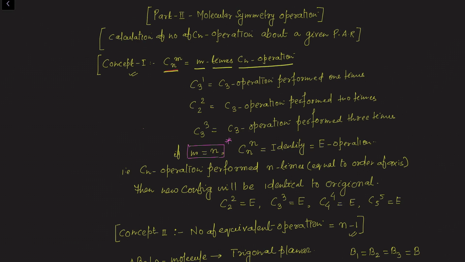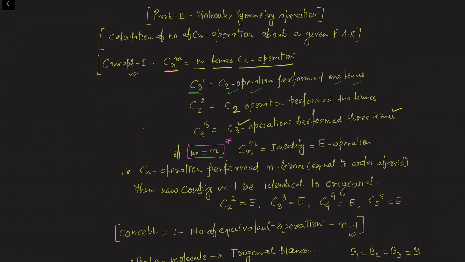C3 raised to the power 1 means that we are doing the C3 operation one time. C2 raised to the power 2 means that we are doing the C2 operation two times. C3 raised to the power 3 means that we are doing the C3 operation three times, right?